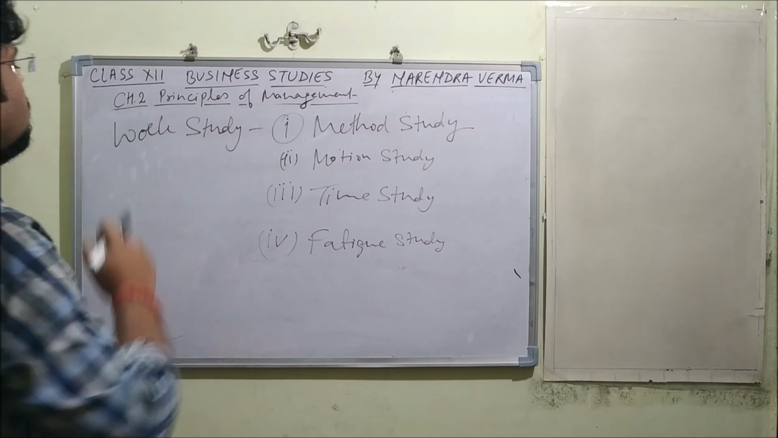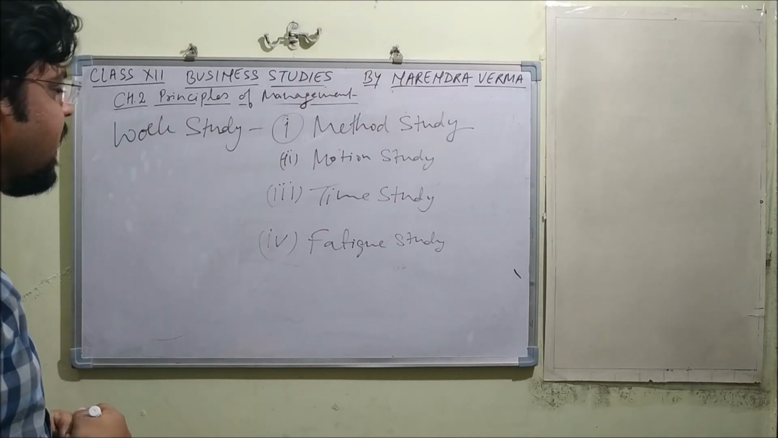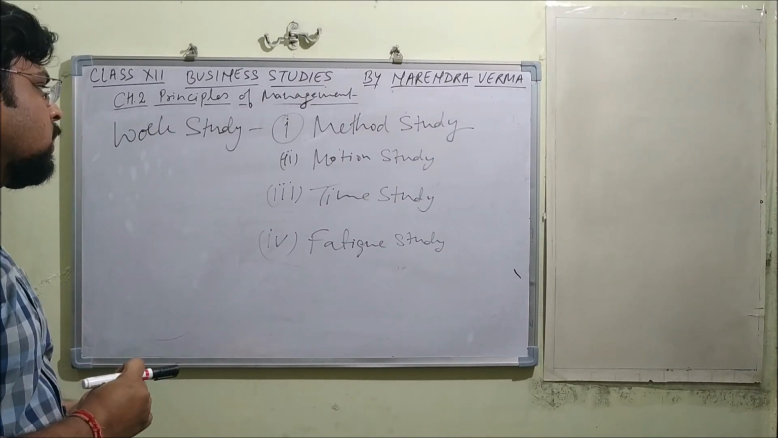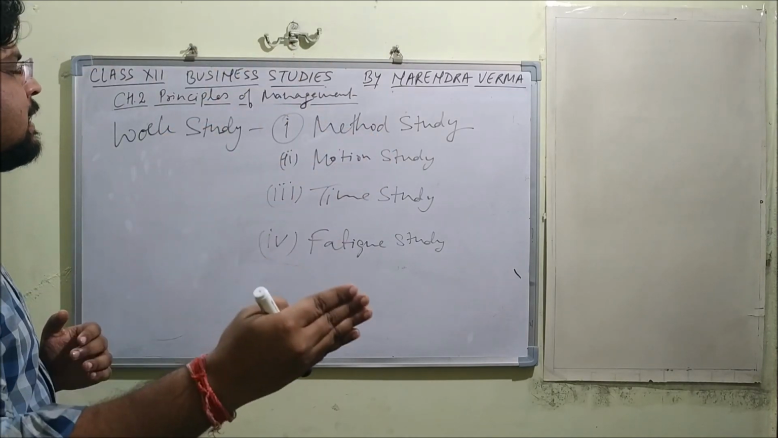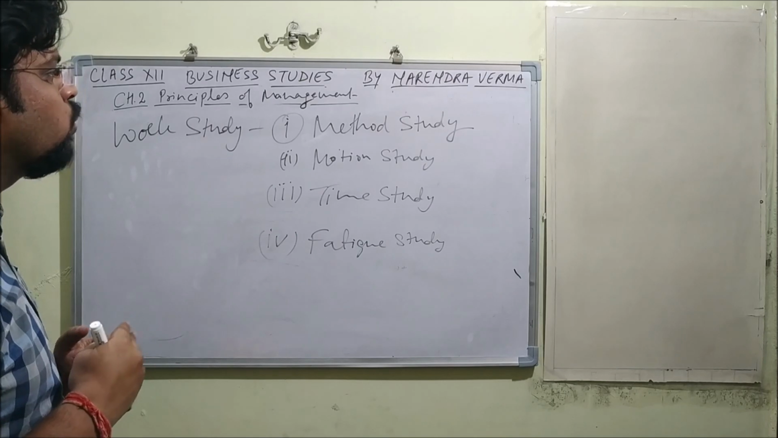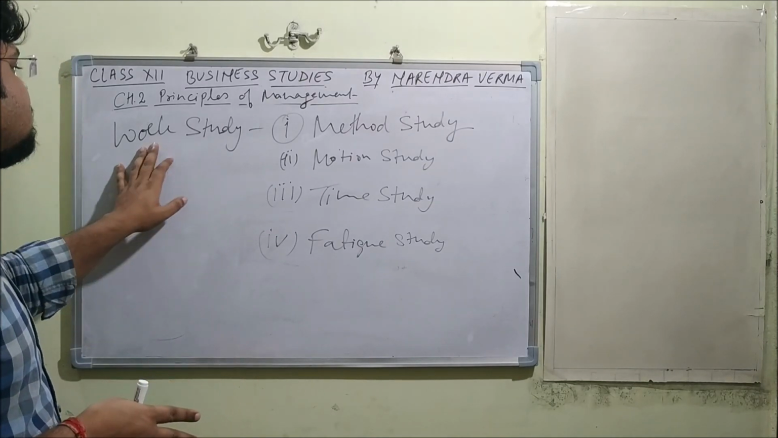Now you can see this is the third technique, work study, given by F.W. Taylor. The very first technique is functional foremanship that we have discussed. The second is standardization and simplification of work, that also we have discussed. And this is the third technique.